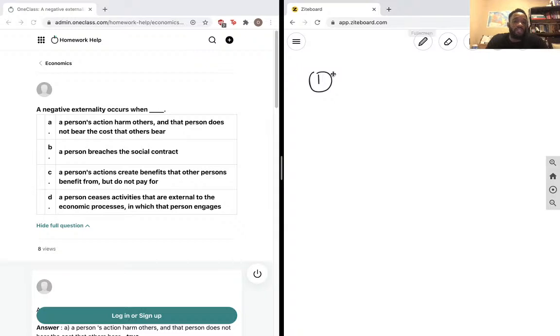So the two options here that we would be looking at were A and C, because those are the ones that are defining what an externality is. And the key word for a negative externality is that it incurs harm to others, which is why it's negative. If it were a positive externality, it would create a benefit for others. But because it's creating a harm for others, it meets our definition for a negative externality. So the correct answer is A.